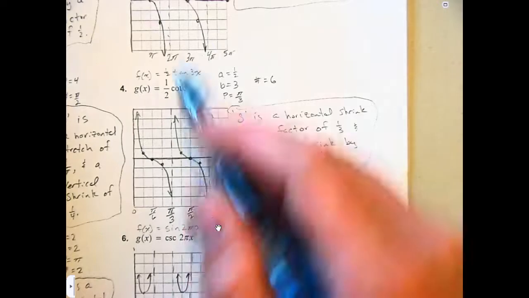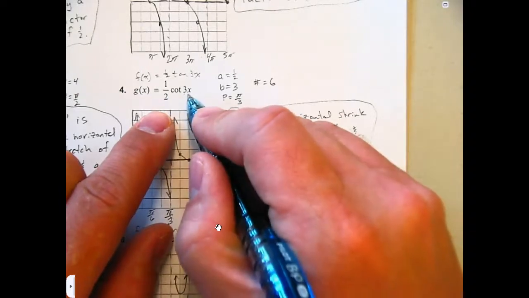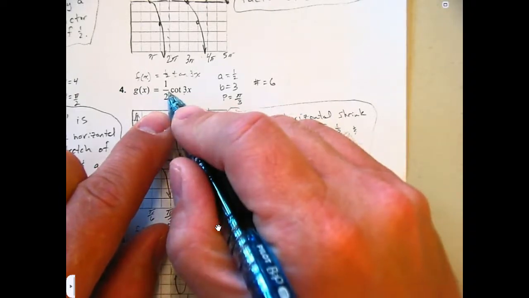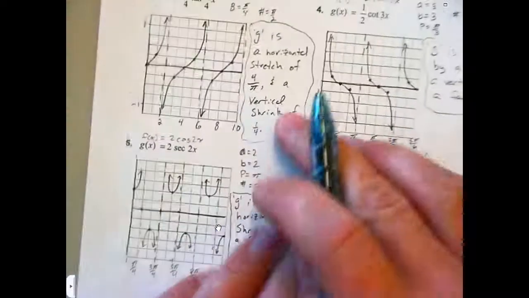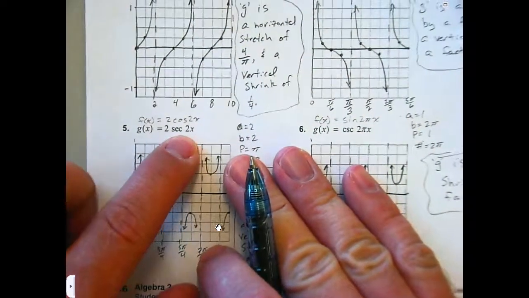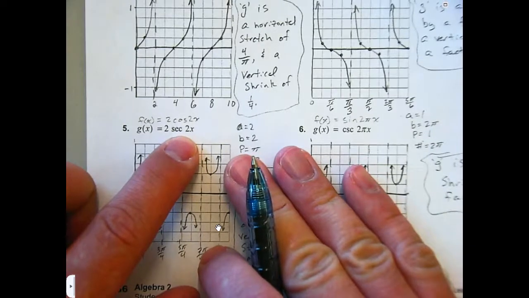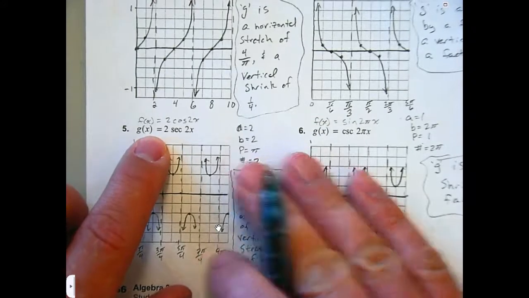Shrink of 1/3 and shrink of 1/2. So horizontal shrink of 1/3, vertical stretch or shrink, excuse me, of 1/2. All right. Next one, number 5. The 2 is what type? Vertical or horizontal? Stretch or shrink? Shrink of 1/2. Vertical stretch of 2. Okay?